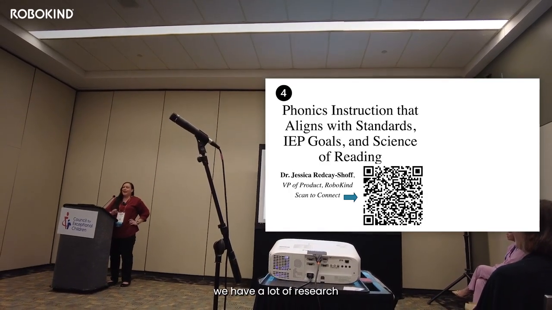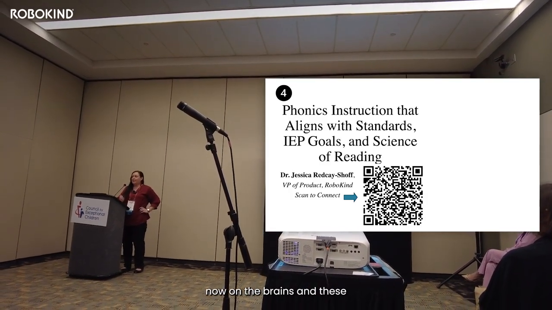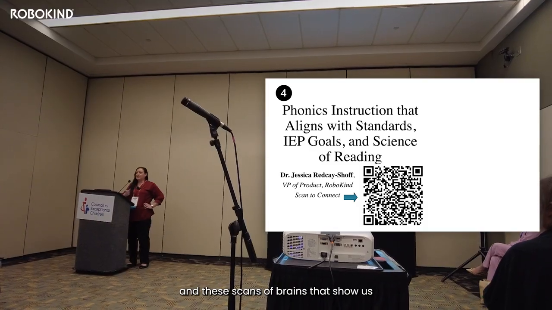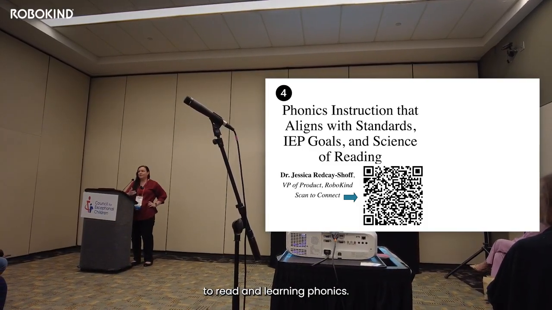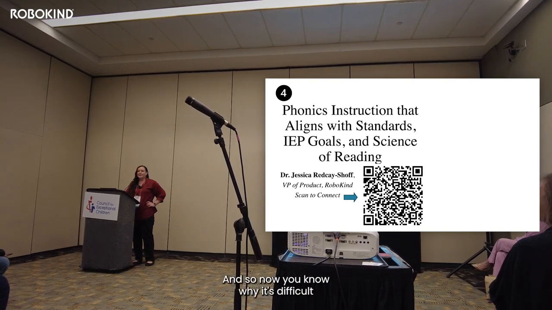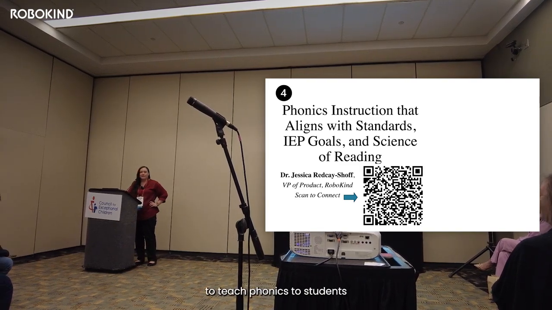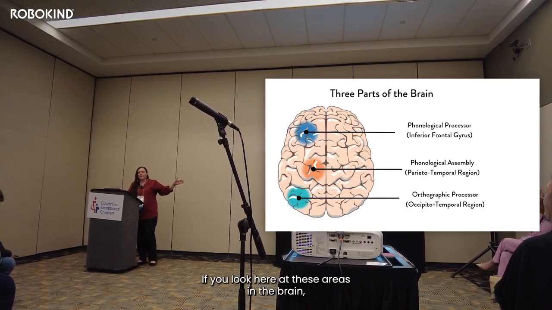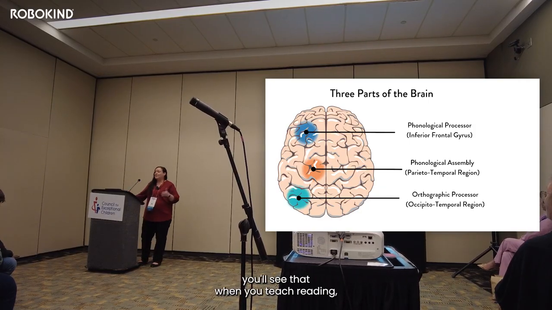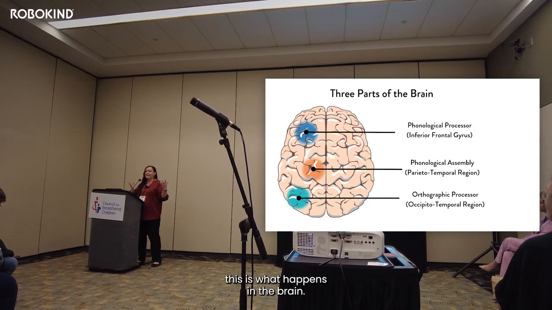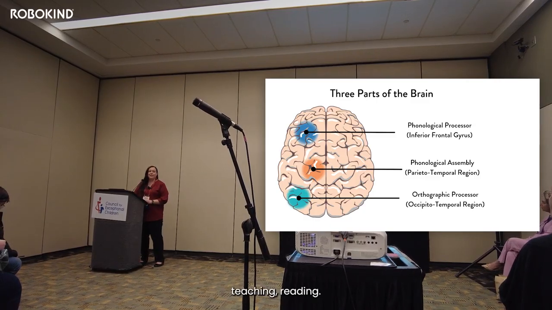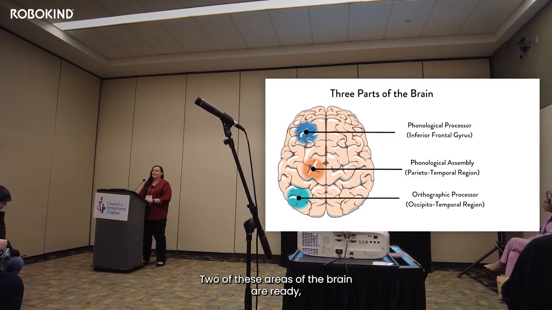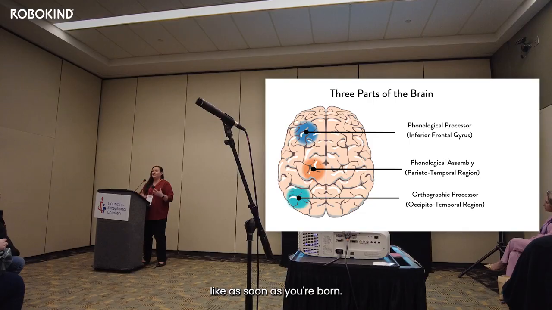Fortunately, we have a lot of research now of brains and these scans of brains that show us what's happening when students are learning to read and learning phonics. And so now we know why it's difficult to teach phonics to students. If you look here at these areas of the brain, you'll see that when you teach reading, these 3 areas are activated. 2 of these areas of the brain are ready as soon as you're born.